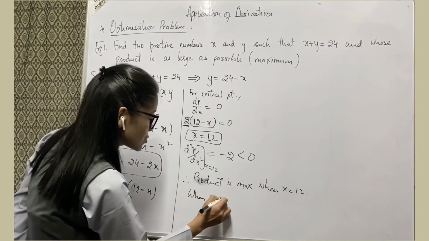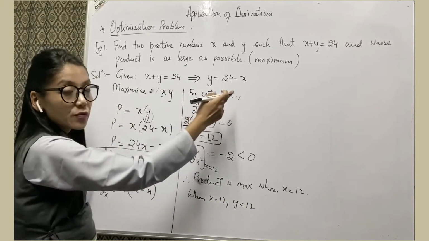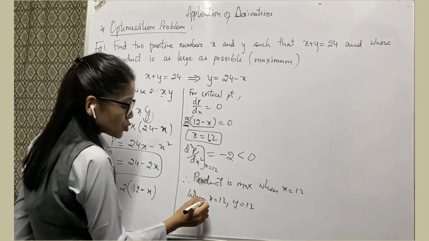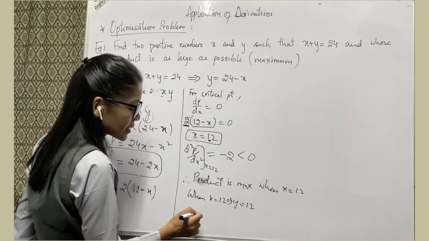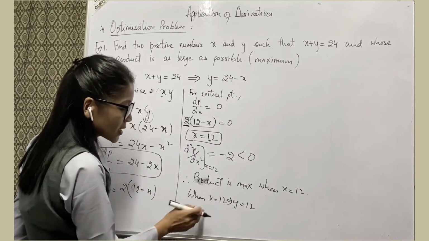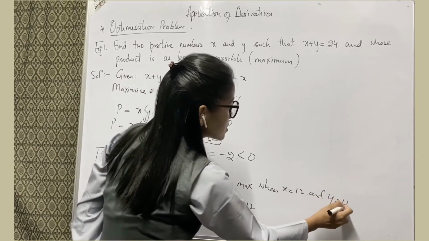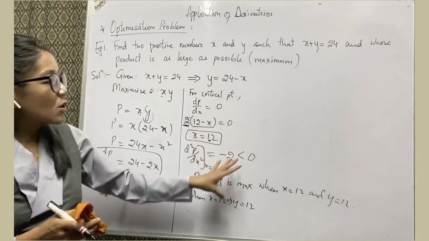When x is equal to 12, y is also equal to 12, so the sum has to be 24. So when x is equal to 12, 24 minus 12 is 12. So when x is equal to 12, y is equal to 12, or you can use this implies sign. Therefore, the product is maximum when x is equal to 12 and y is equal to 12. Is that clear? So this is how it is to be done.